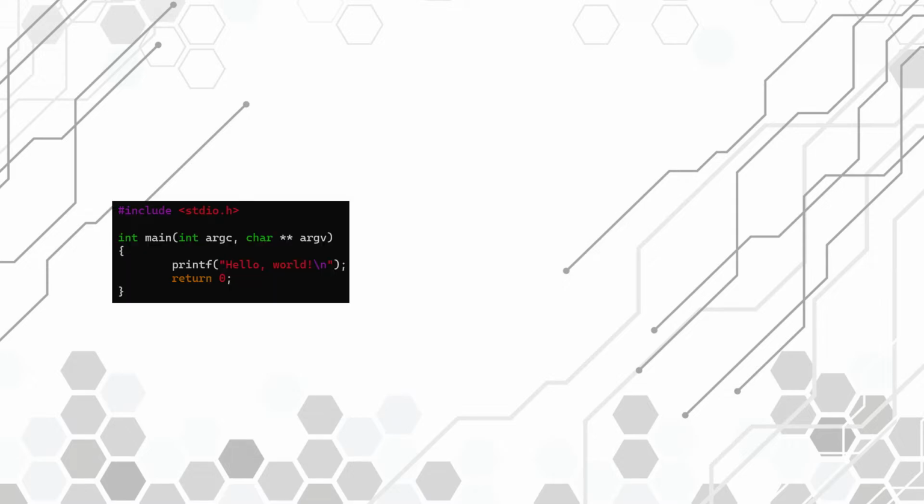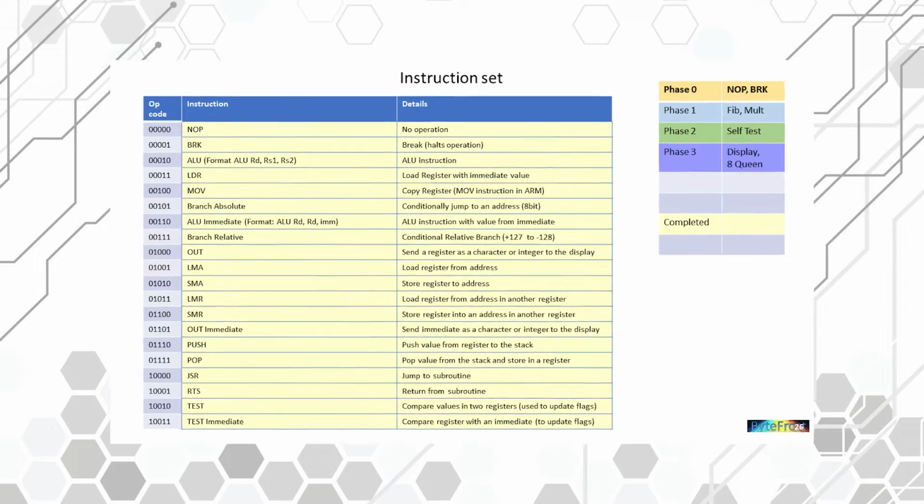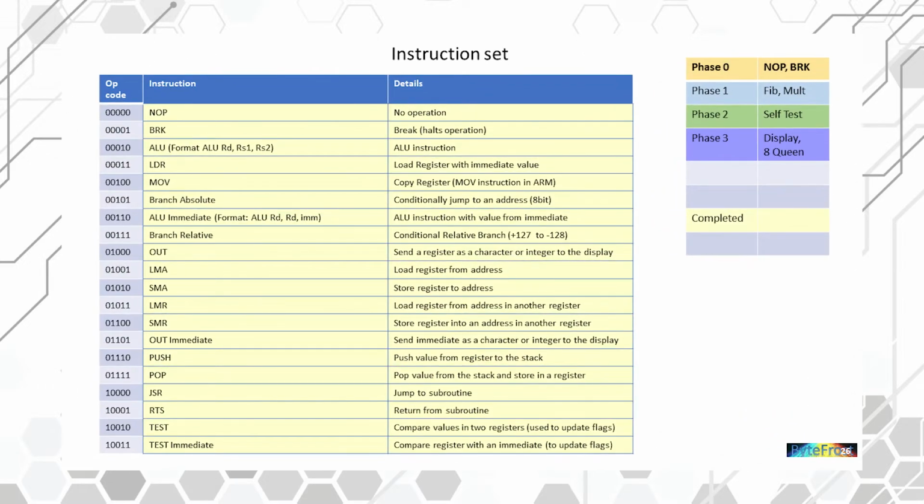Let's begin by examining what instructions are. From a programmer's perspective, instructions are the most fundamental way to tell the computer what you want to do. Here is a list of the current implemented instructions in the ByteFrost. As you can see, there aren't that many. At the moment, we only have 20 different instructions.